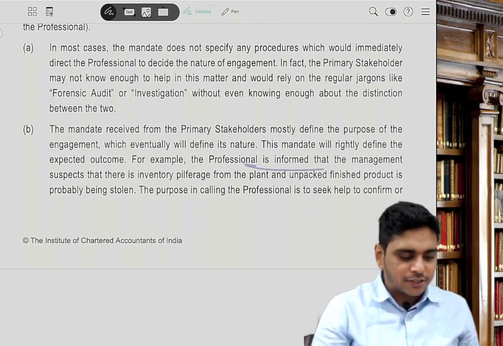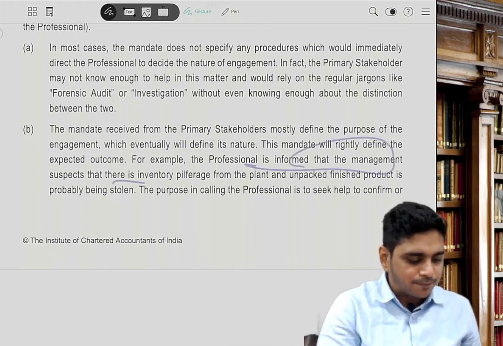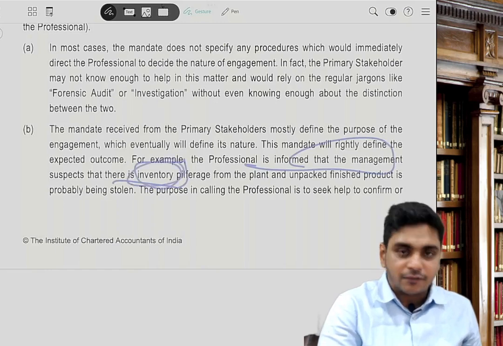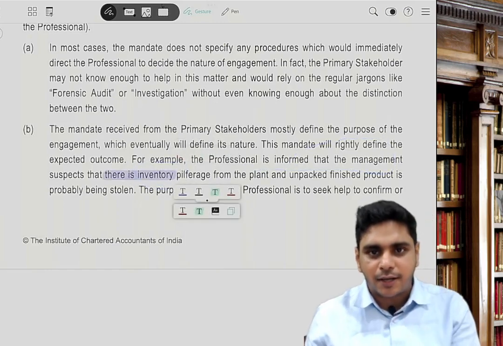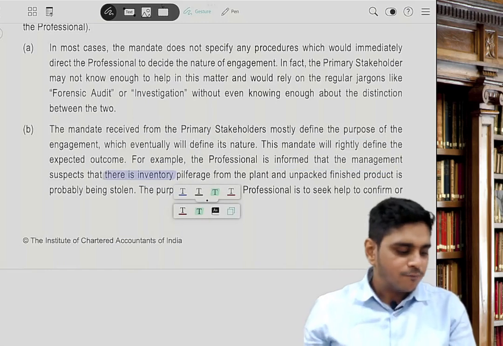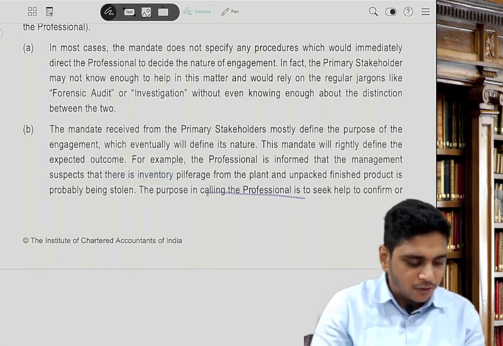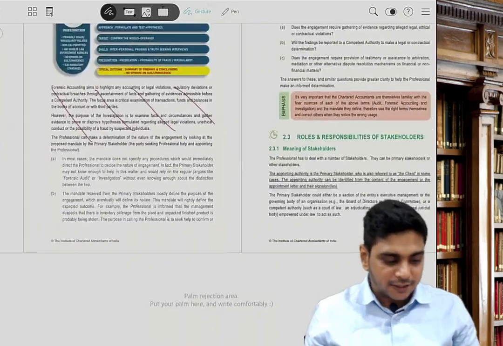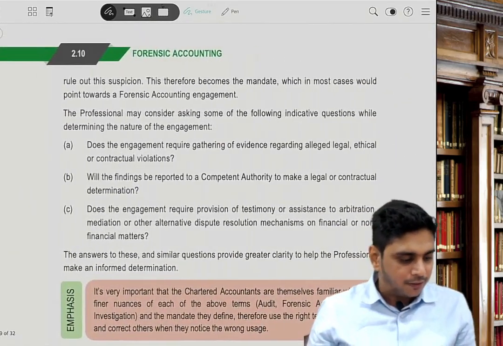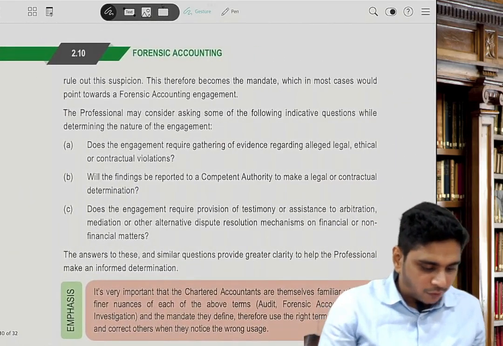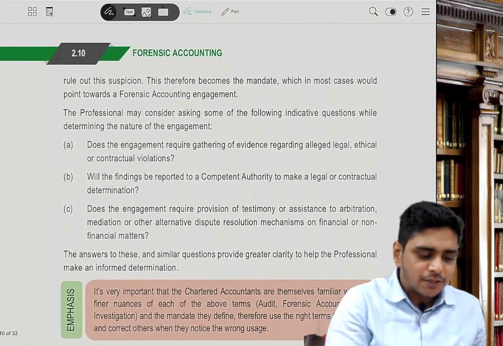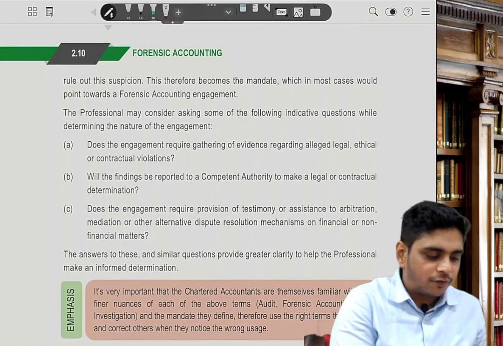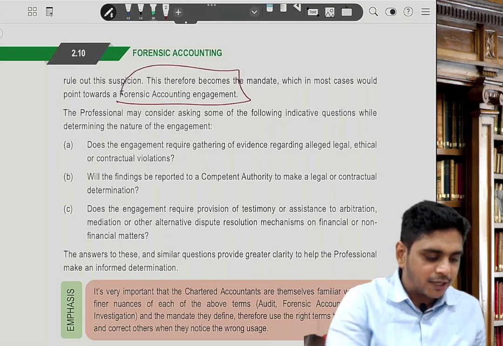For example, the professional is informed that the management suspects there is an inventory pilferage from the plant, and unpacked finished product is probably being stolen. The purpose in calling the professionals is to help confirm whether it is happening or not. Now, this becomes a mandate which in most cases would point towards what we will do, a forensic accounting engagement.